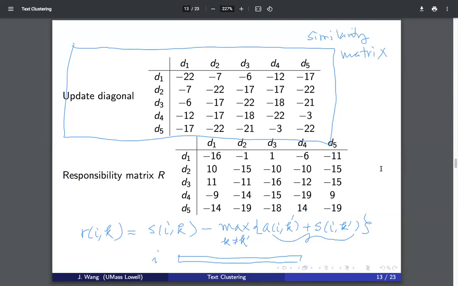We can do D11, right? So let's say we do D11. And we know S11 is negative 22. Okay, so initially this is negative 22, and then we look for this row. Now remember at the first iteration, A is 0. So basically we just look at this. So the largest one is minus 6. So then negative 22 minus minus 6, that is minus 16. Right, so it's equal to minus 22 plus 6, so that's minus 16, so you'll get that value here.